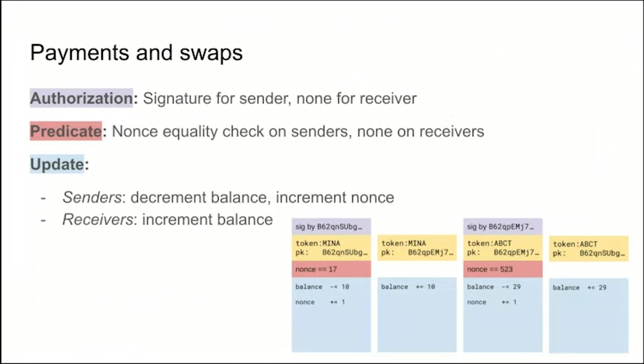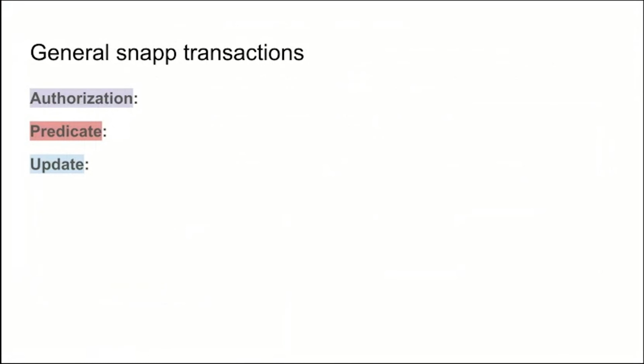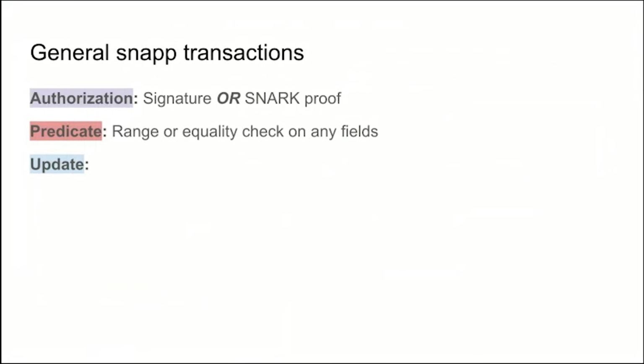Okay, so that's that. This is a very generic setup. Obviously, these are specific authorizations, specific predicates. I said nothing about snaps so far. This is just normal transactions. So how would snaps be different? It's in the choice of data for these three things. For the authorization, we now make it possible not just for a signature to be authorization, but actually a SNARK proof to be authorization.